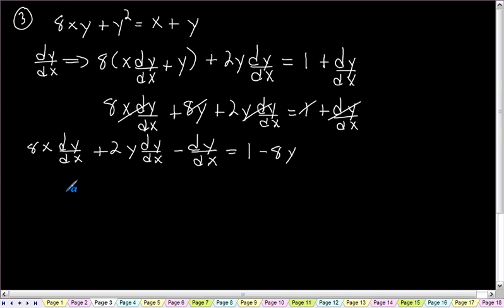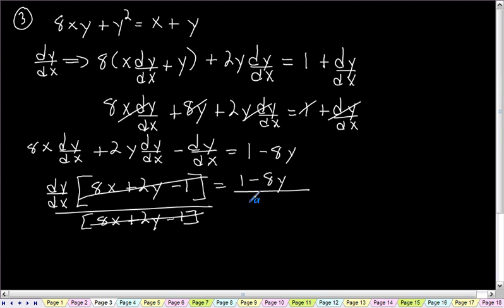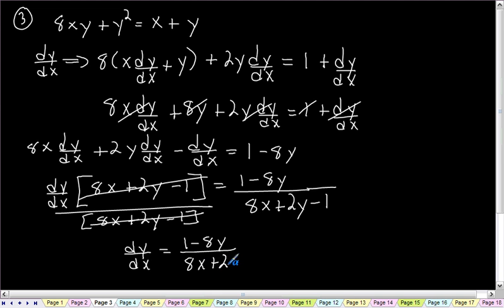Here I can pull out a dy/dx. I'm left with dy/dx, parentheses, I have 8x plus 2y minus 1. This side I'm left with 1 minus 8y. To solve for dy/dx, I divide by this monster here, 8x plus 2y minus 1. The reason I do that, the top cancels out the bottom. What I do to this side, I have to do to this side. I can't really pull anything out. So dy/dx is equal to 1 minus 8y over 8x plus 2y minus 1.